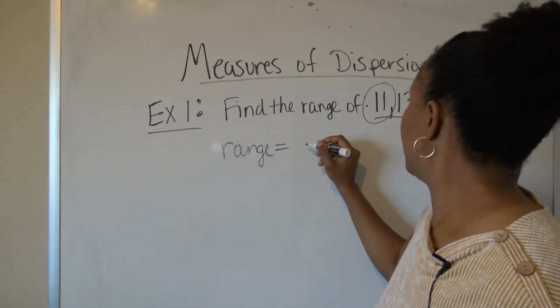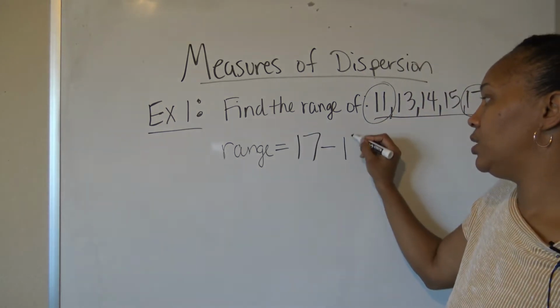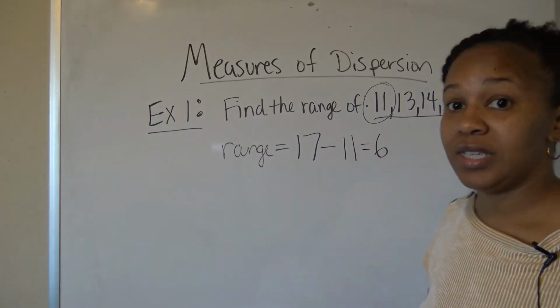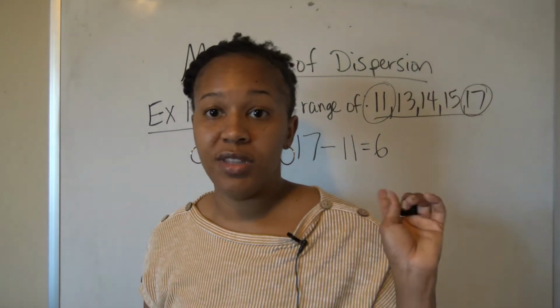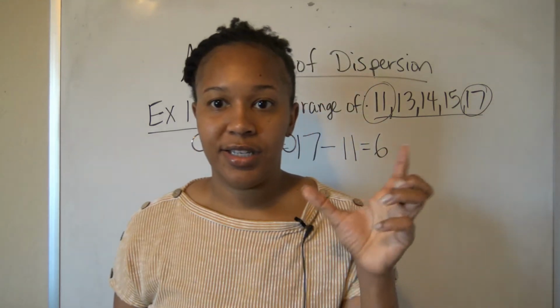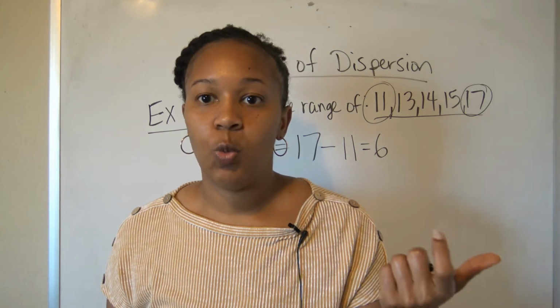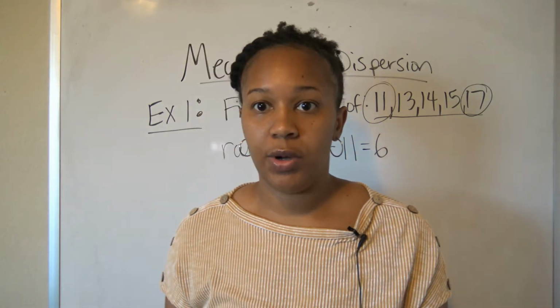Since the biggest number is 17, I will do 17 minus the smallest number, which is 11, which gives me 6. So the range of this data set is 6. That's how far spread out the data set is. It spans over 6 numbers basically. That's what the range means, and that's one measure of dispersion.